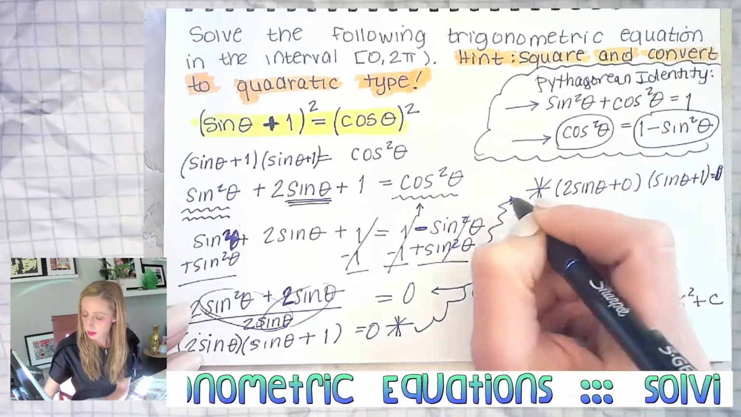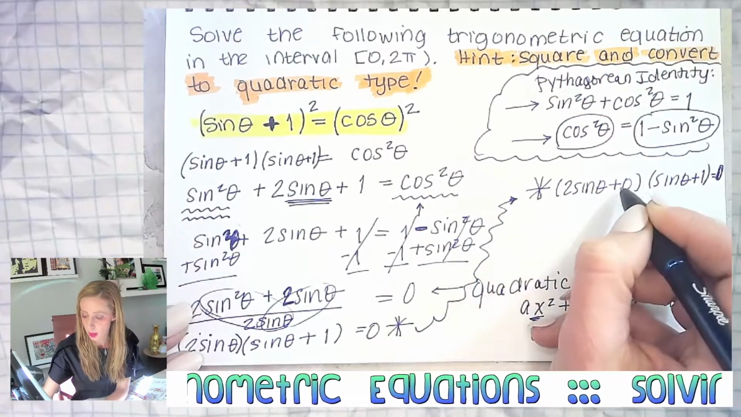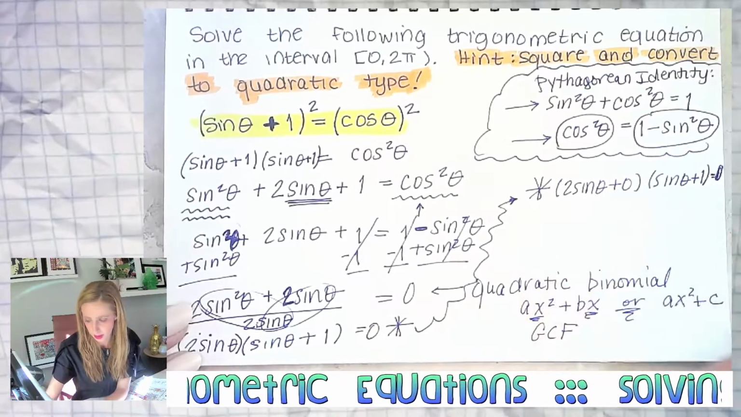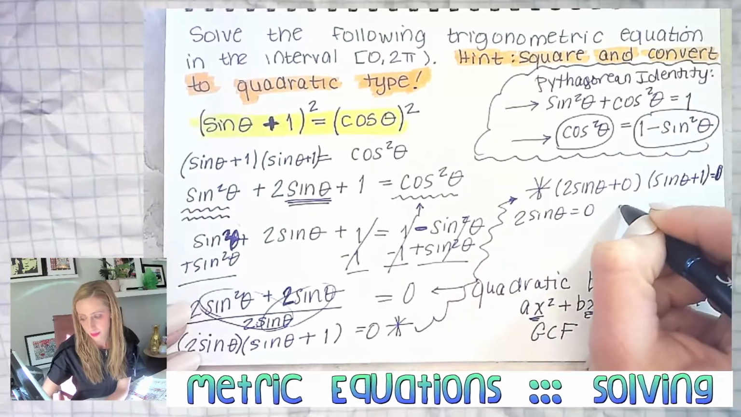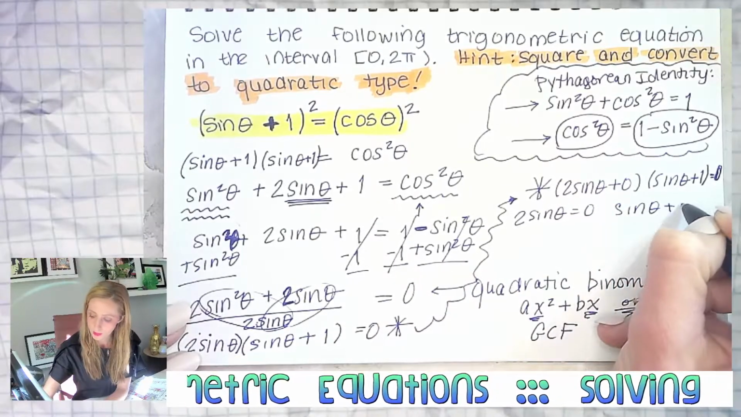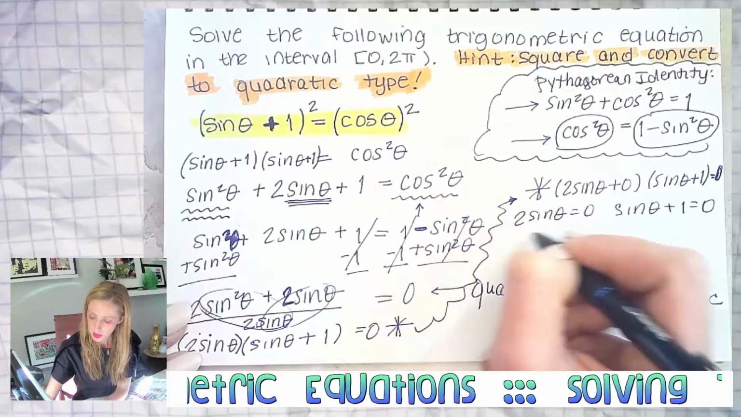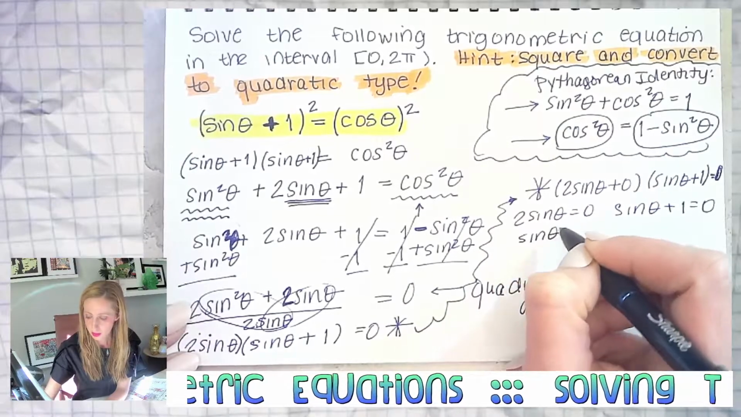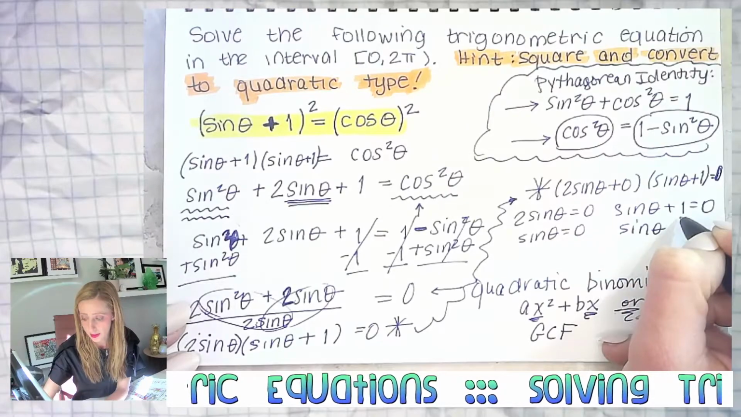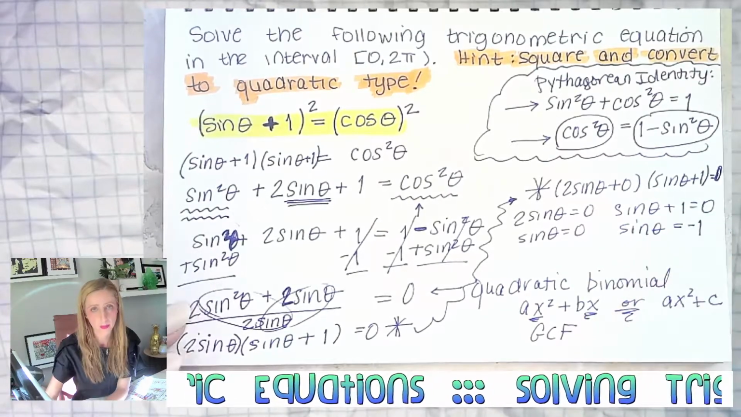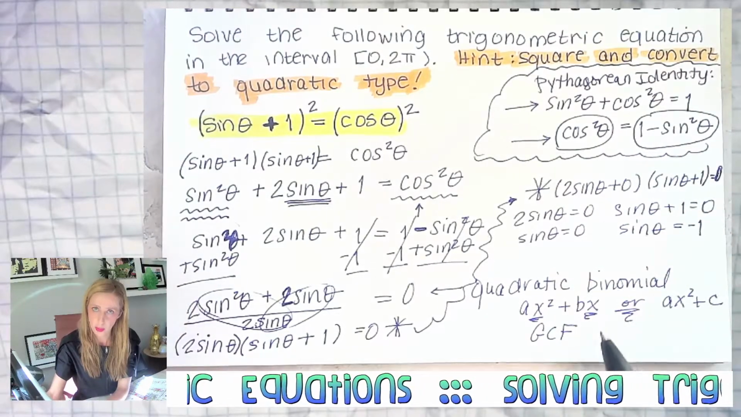Right. Carrying on from here, zero product property. I don't need to write the plus 0. That's why we don't. 2 sine theta equals 0. Sine theta plus 1 equals 0. Divide by 2. 0 divided by 2 is 0. And subtract 1. Sine theta equals -1. Then you just have to ask yourself the right question.